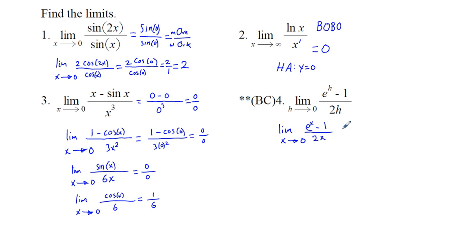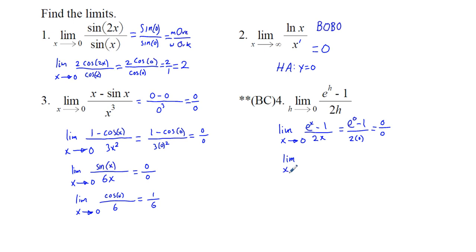And if we plug in 0, we're going to get in the numerator e to the 0 power minus 1 over 2 times 0. And so e to the 0 power is 1, so in the numerator we have 1 minus 1, or 0, and in the denominator we have 0. So that's going to be indeterminate, and so we're going to go on below. So we're going to take the first derivative of the numerator and the denominator.